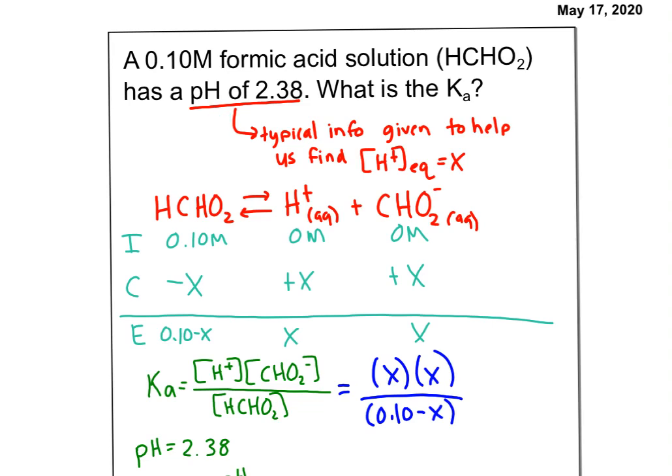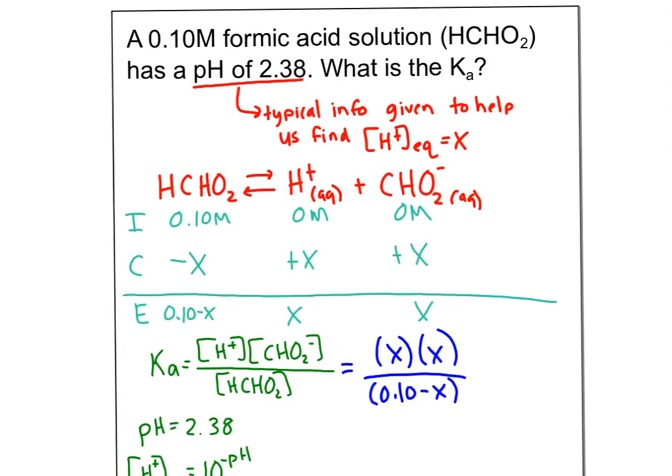So a lot of times when you're trying to find Ka, they have to give you clues as to what X is. So in an acid-base problem, some typical information that they will give you to help you find X so that you can plug in and solve for Ka is the pH. Because if I know the pH, I can know H plus at equilibrium, which is the same as X. So let's start with our ice table.